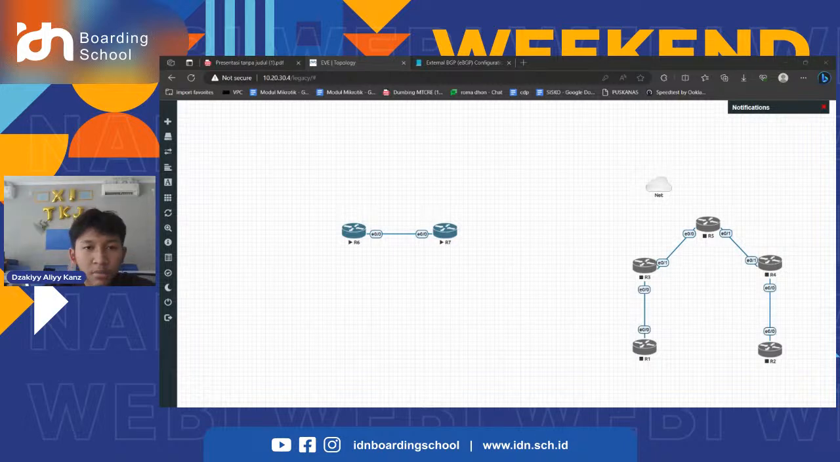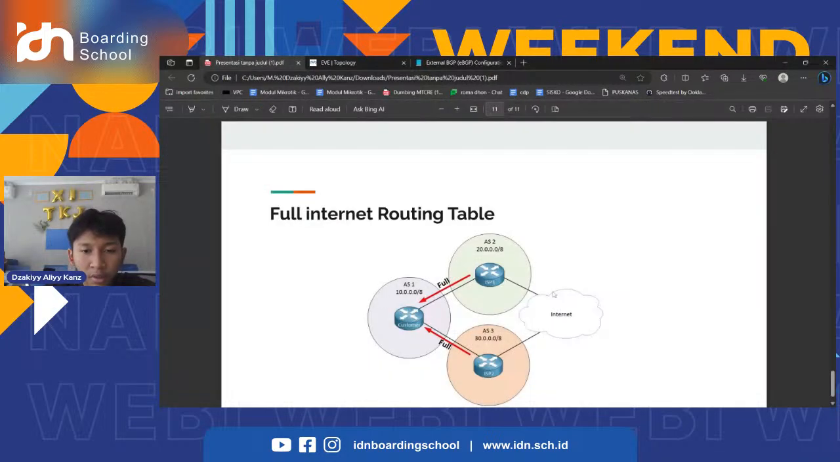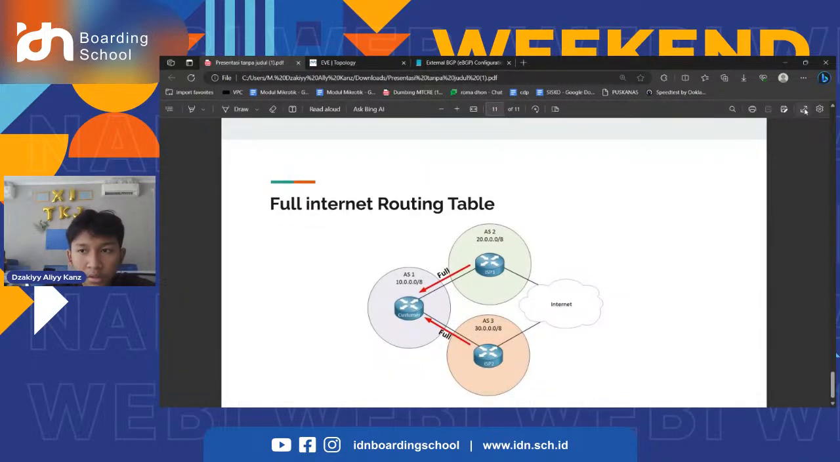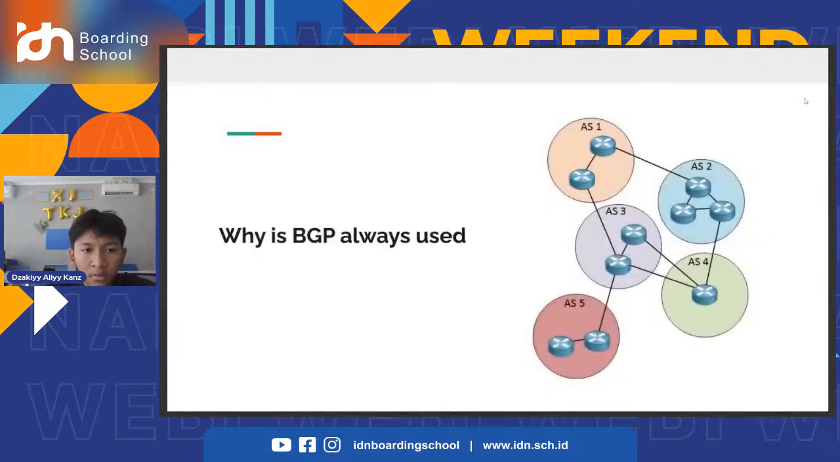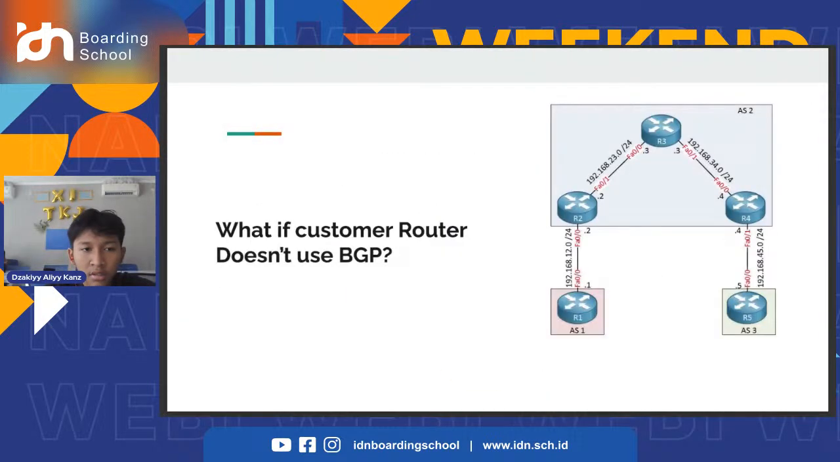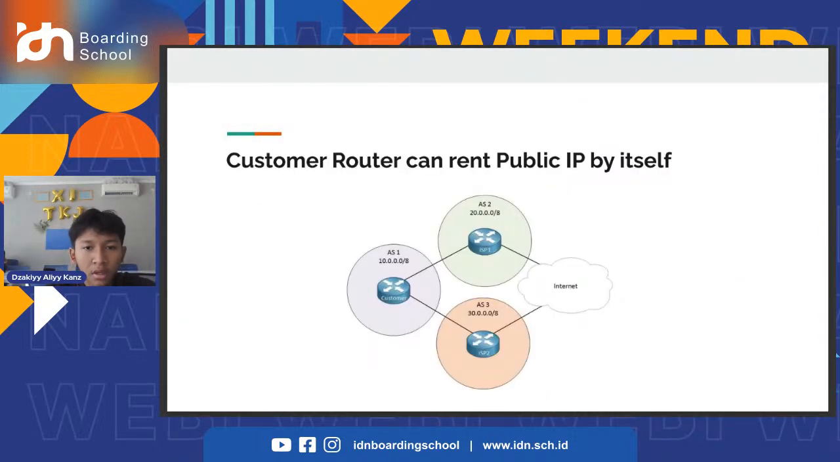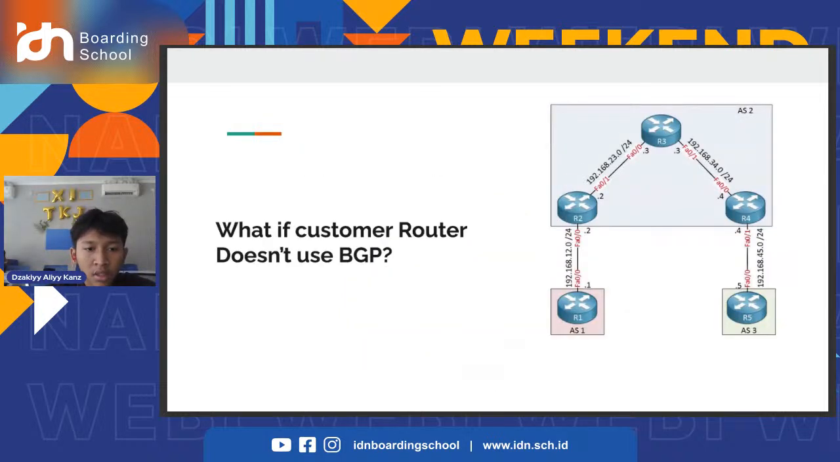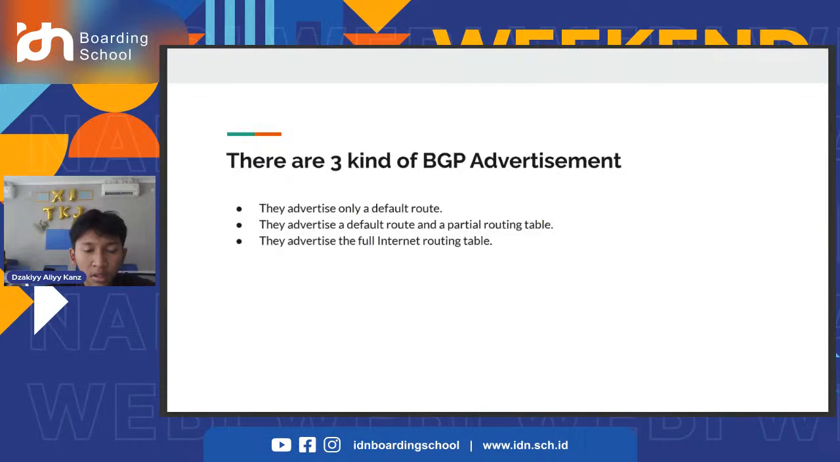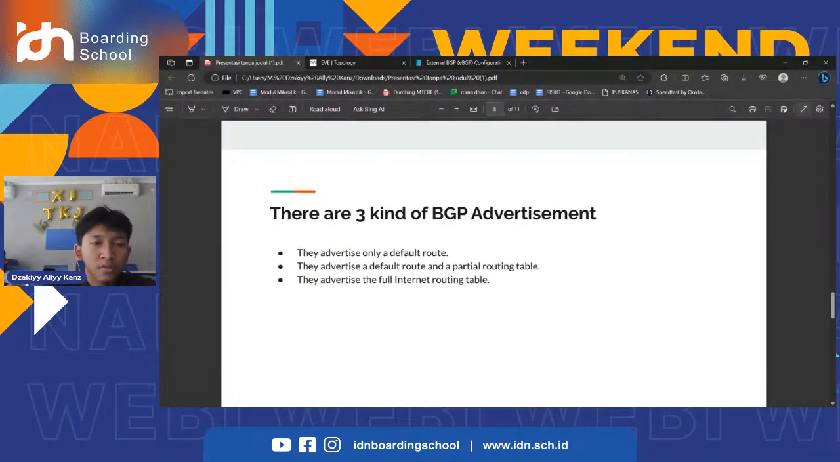For the BGP concept and configuration, we have successfully configured BGP with 2 routers, and I have explained about the BGP concept, from the work instance, and then why customers need a public IP address, and what if a customer doesn't use BGP, and then the kinds of BGP advertisement. Maybe that's all for me and I will bring it back to the host.